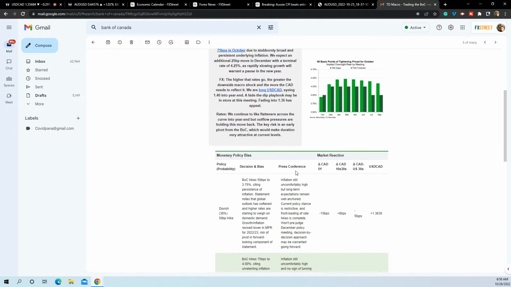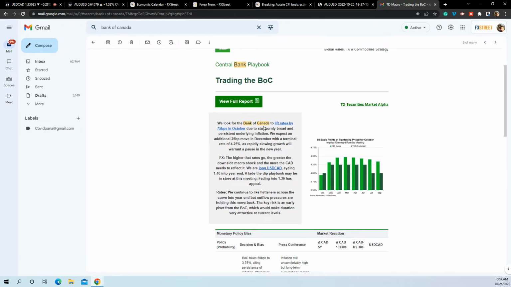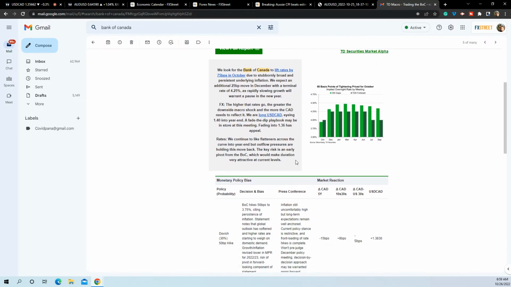This is TD Securities talking about the event coming up. They're looking for the Bank of Canada to lift rates by 75 basis points due to stubbornly broad and persistent underlying inflation, with a further 25 basis points in December. However, they're talking about a weaker Canadian dollar. They're talking about the higher the rates go, the greater the downside macro shock, and the more the CAD needs to reflect it. So they're talking about 140 into year end. That's quite a bit from where we are at the moment.